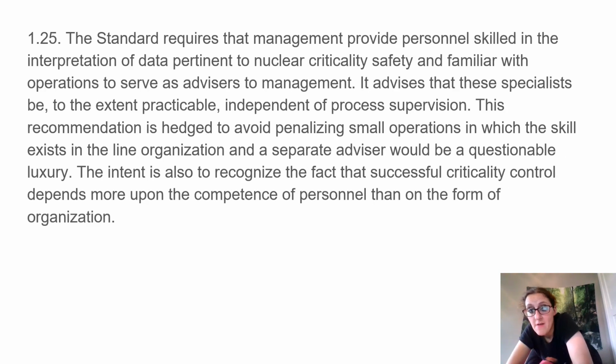The standard requires that management provide personnel skilled in the interpretation of data pertinent to nuclear criticality safety and familiar with operations to serve as advisors to management. It advises that these specialists be, to the extent practicable, independent of process supervision. This recommendation is hedged to avoid penalizing small operations in which the skill exists in the line organization and a separate advisor would be a questionable luxury. The intent is also to recognize the fact that successful criticality control depends more upon the competence of personnel than on the form of organization.